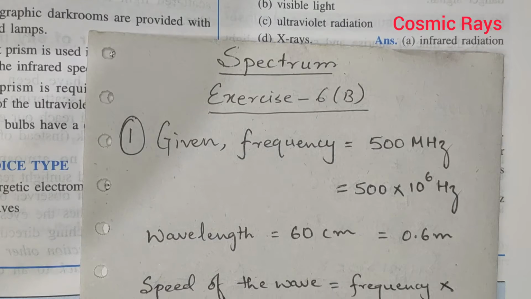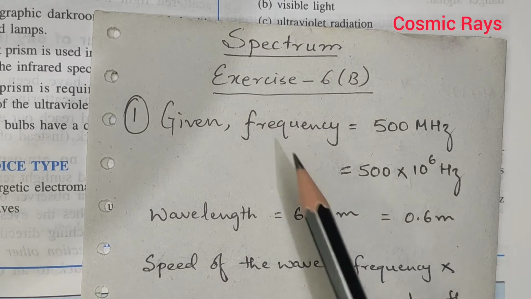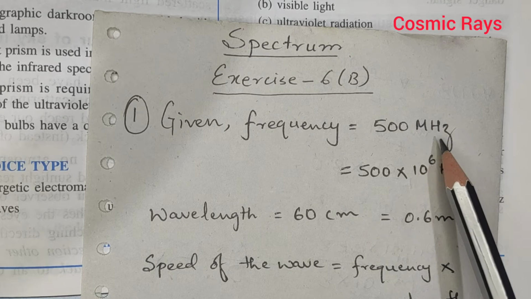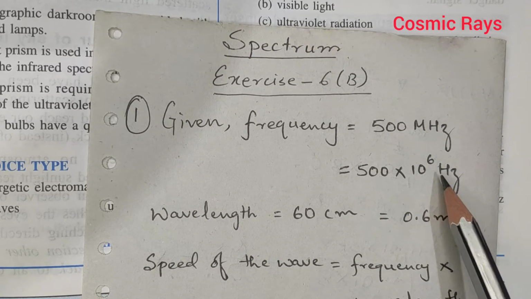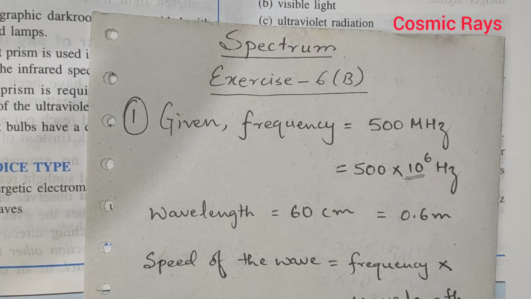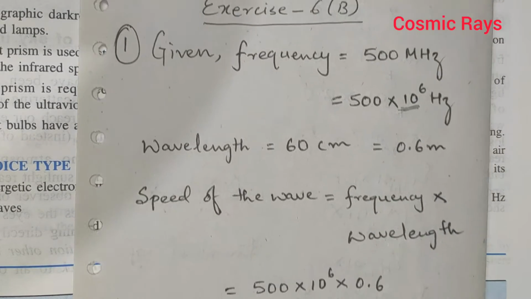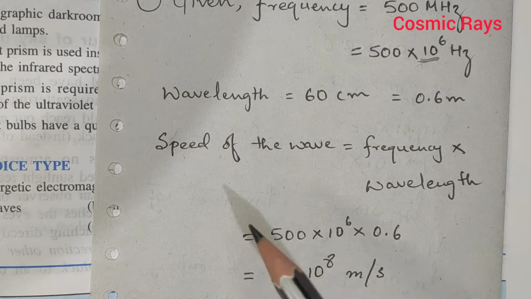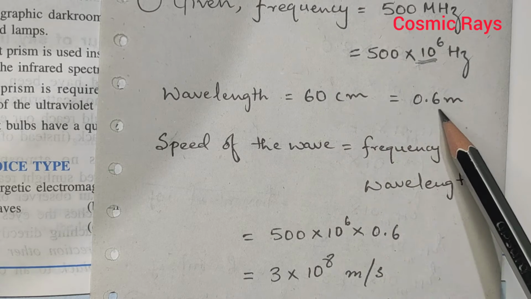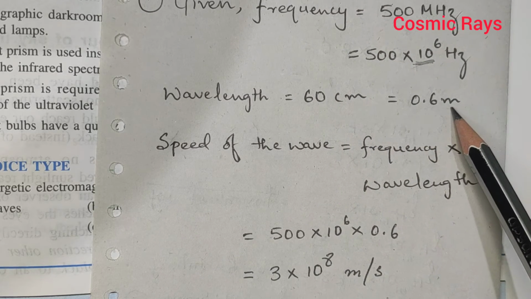So here I have written the given things. Frequency is 500 megahertz. We convert it to hertz by multiplying it with 10 raised to the power 6. Now we leave it like that. The wavelength is equal to 60 centimeter. So we divide it by 100. We get 0.6 meters.